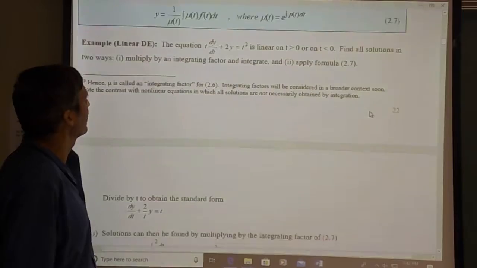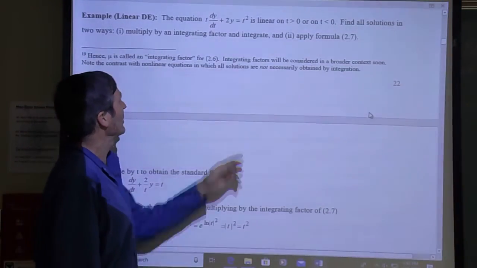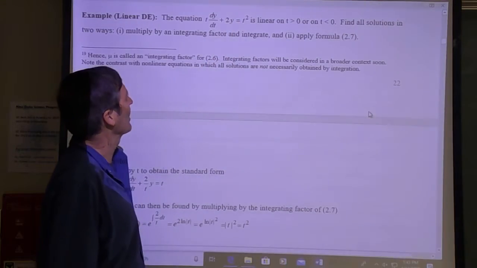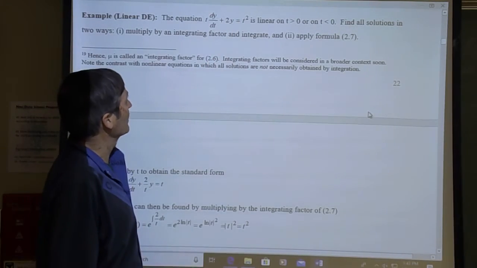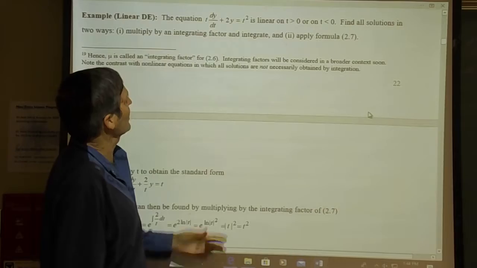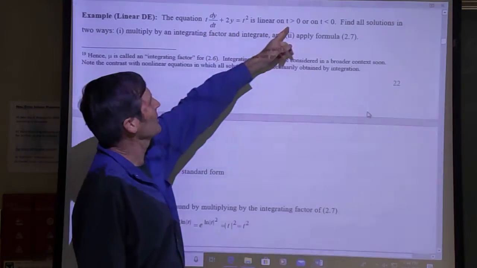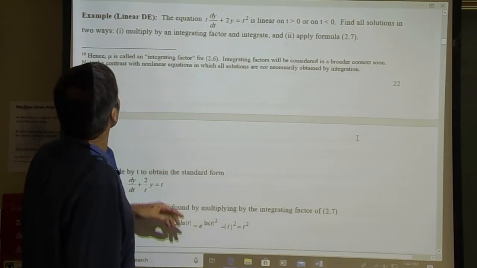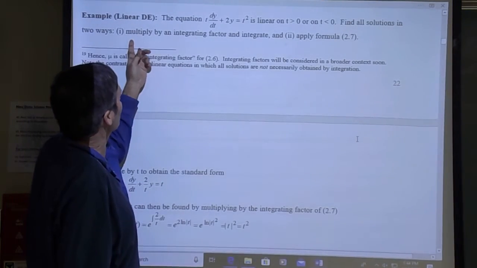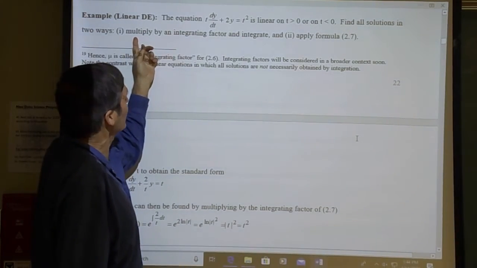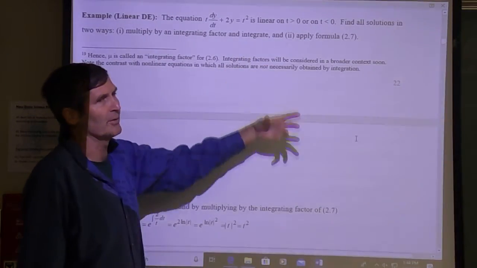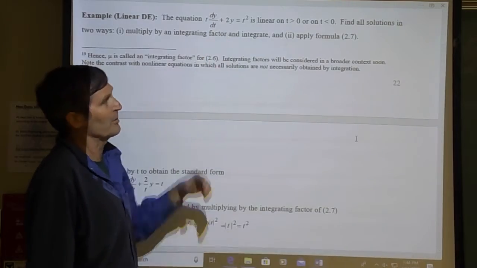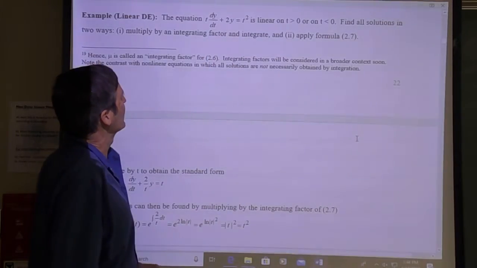Right, so here's an example. Suppose I gave you this differential equation, t times dy/dt plus 2 times y equals t squared. That's actually a linear equation. And suppose I want to solve this on the interval t greater than 0 or on t less than 0, one or the other. I can do it actually two ways, we've just discovered. I can either multiply through by the integrating factor mu and integrate both sides, or I can apply the formula that I got by multiplying by mu.